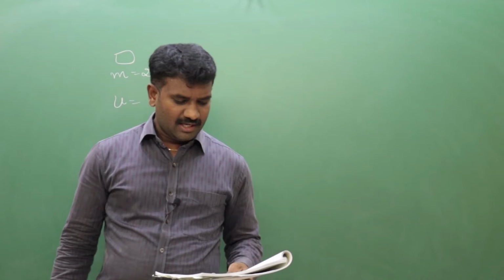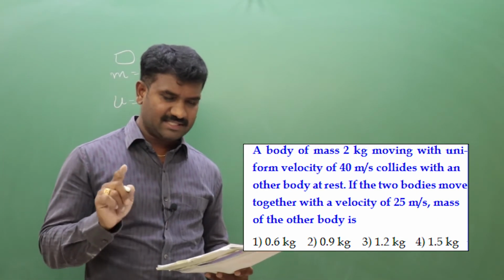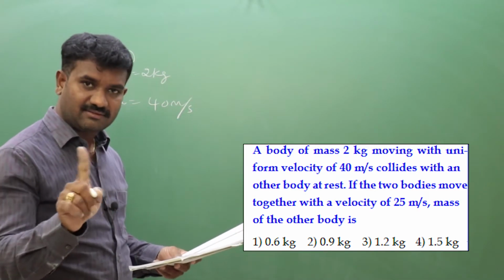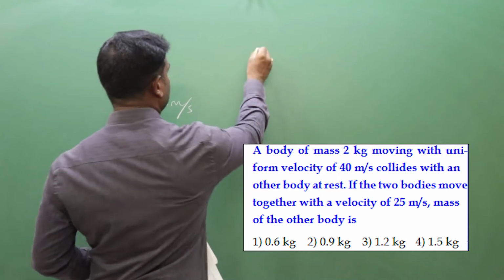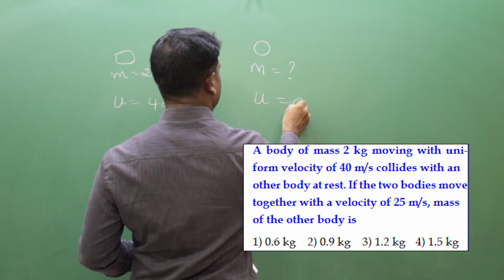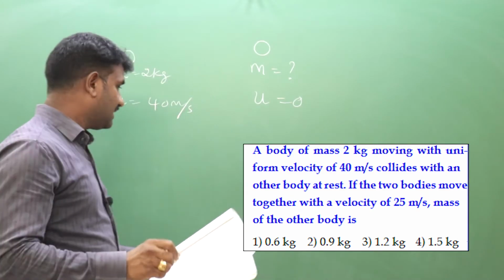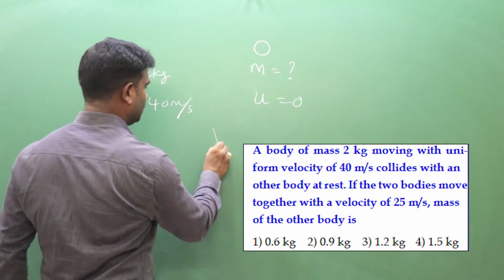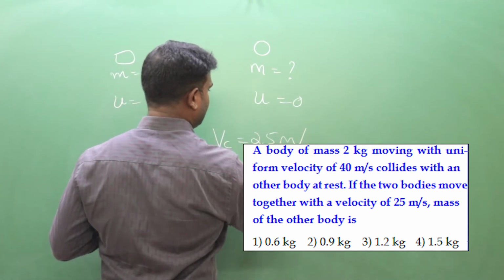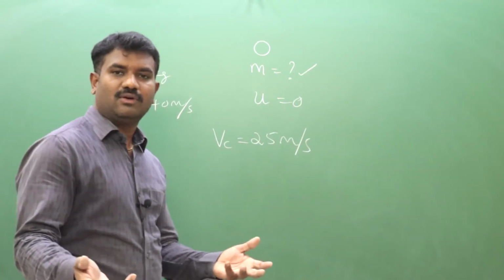Look into this problem. A body of mass 2 kg moving with a uniform velocity 40 meter per second collides with the other body at rest. See, mass of the other body is not given. So this is another body, its mass is not given, but this is at rest. If the two bodies move together with a velocity of 25 meter per second, means common velocity. After collision, they move together with a common velocity of 25 meter per second. Mass of the other body is m equal to how much?